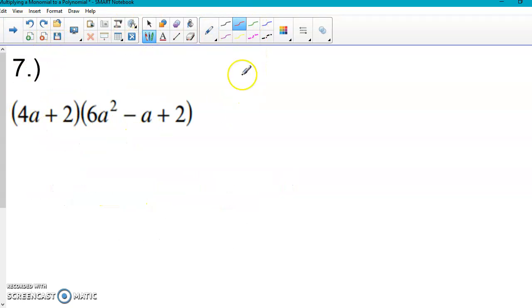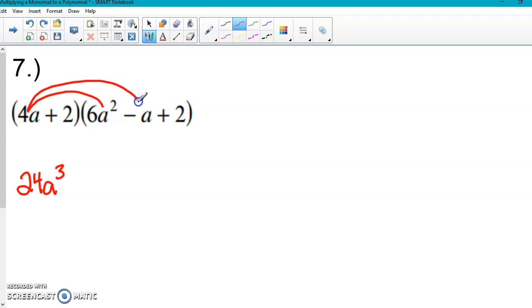Okay. All right, number 7, bumping it up just a little bit more than the last 2. We're going to do a binomial times a trinomial. Binomial is 2 terms. Trinomial is 3 terms. Same exact concept we were just doing. We're going to take the 4a and multiply him to everybody. And then we'll come underneath, grab the 2, and multiply him to everybody. So let's start with our 4a. 4a times 6a squared is 24, because 4 times 6 is 24. And then a times a squared is a cubed, because you add the exponents. There's an understood 1 here, so 1 plus 2, that's where the 3 comes from.